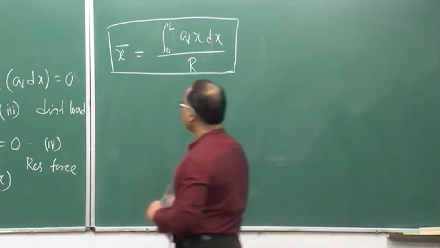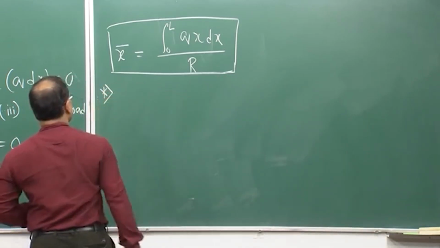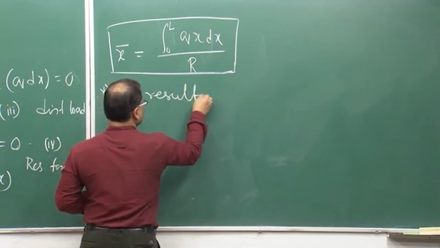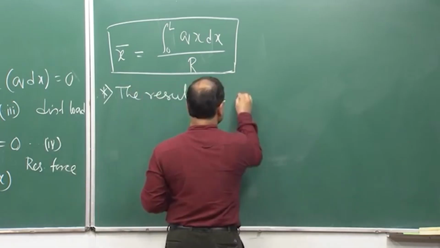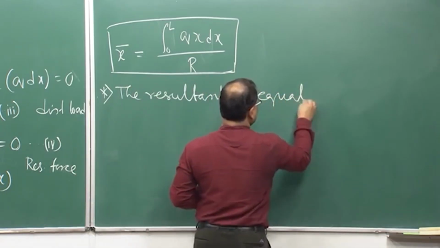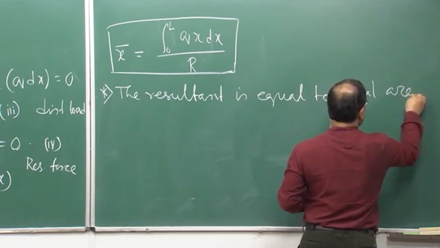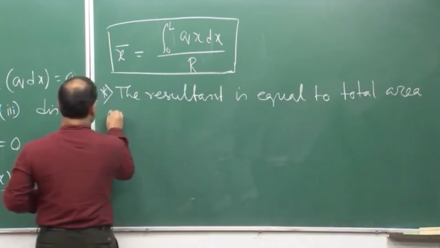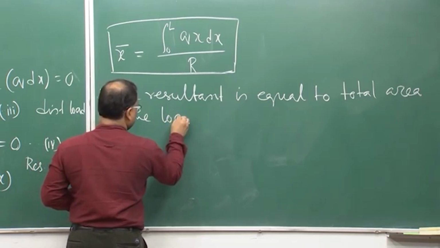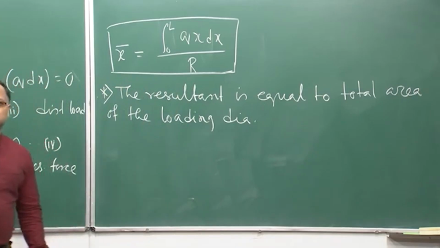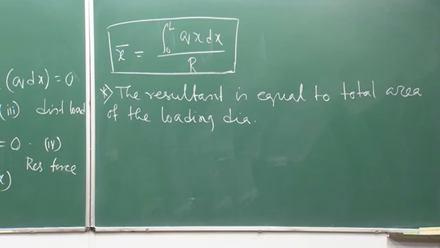Therefore, what we can comment, whatever we have got just now, the resultant is equal to the total area of the loading diagram, right. R, what is the expression for R? Resultant force R is equal to integral 0 to L Q dx. So, therefore, the resultant is equal to the total area of the loading diagram, fine.